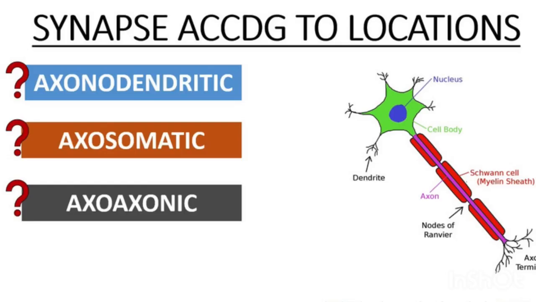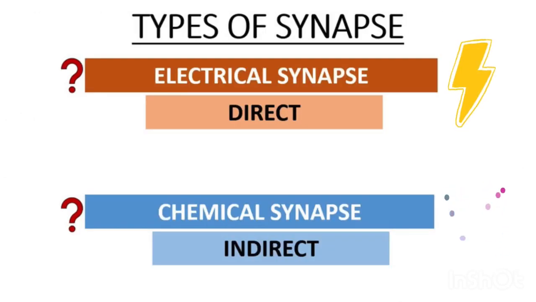First, it can be axodendritic, meaning axon to dendrite. It is the most common type. Then you have your axosomatic, axon to cell body, or axoaxonic, axon to axon. You have two types of synapse. You have your electrical, which is usually direct, and chemical, usually indirect.